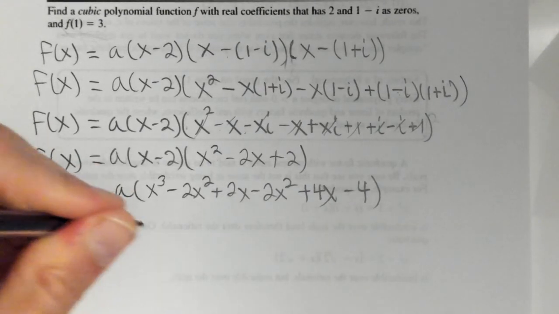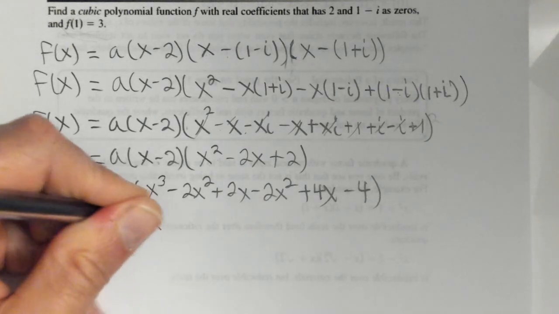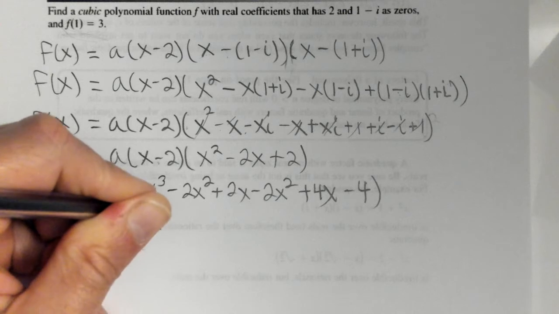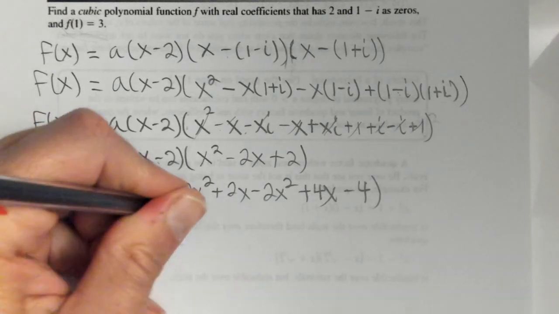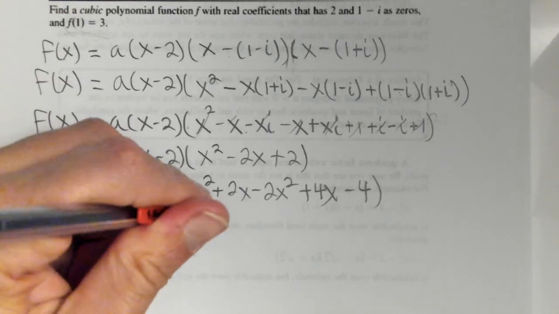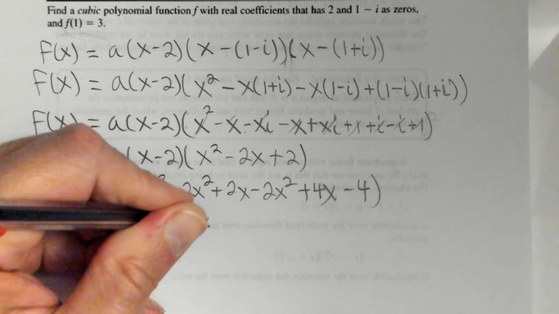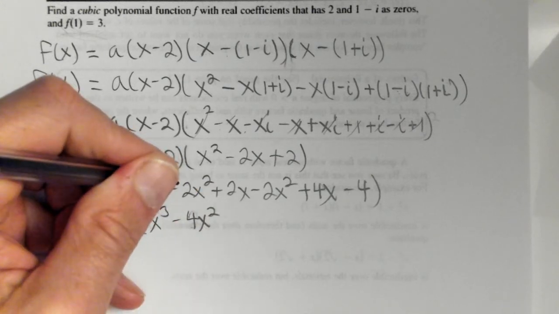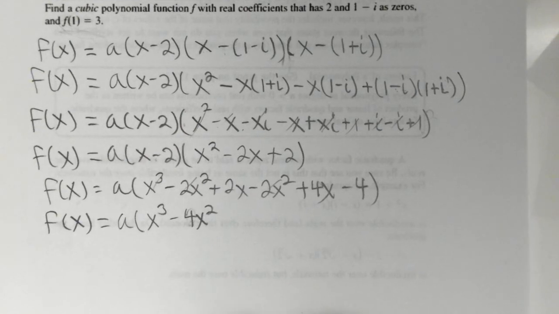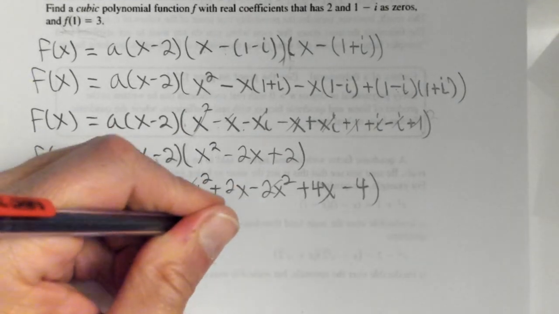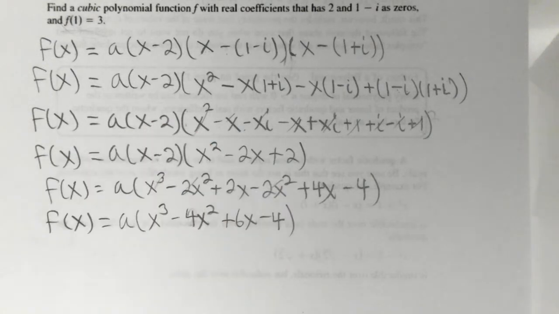Now we can go f of x equals a times x to the third. We've got x squareds there, so that'd be negative 4x squared. Alright, so we're good there now. Got those. Let's see here. What would come next? Plus 6x, I would say. Minus 4 doesn't have anything to combine with.